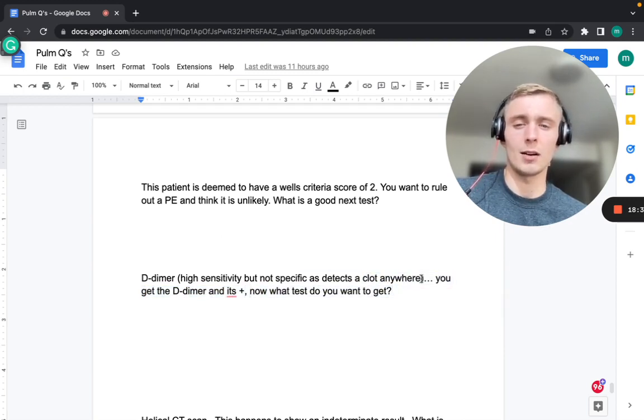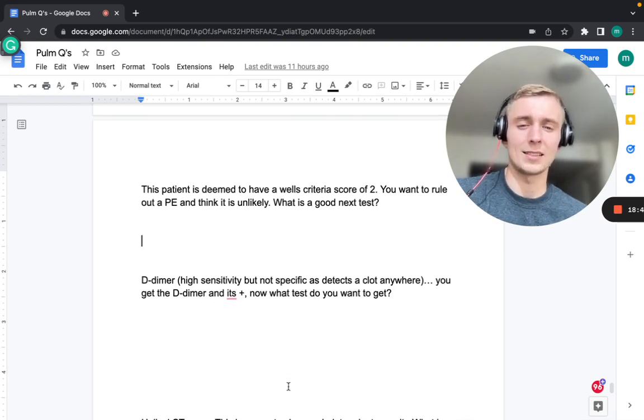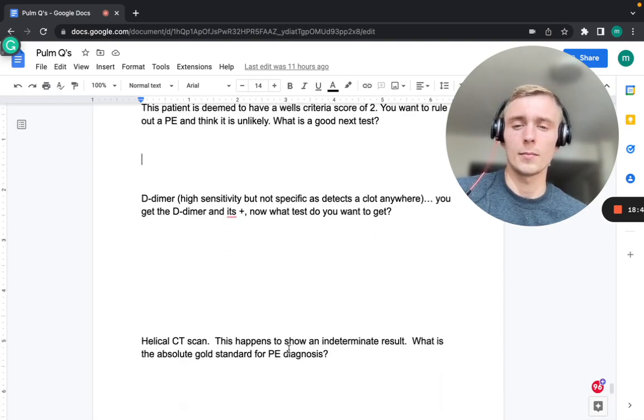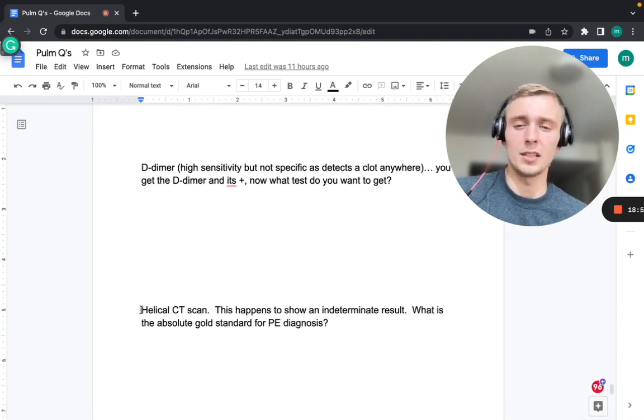So you're kind of in a pickle now. The D-dimer is helpful if it's negative, as it helps rule out the PE. But if it's positive, you still have to do more digging because you can't say anything really about that. So what do you want to get next after that positive D-dimer, even though you still think it's unlikely? Next would be a helical CT scan. That's your go-to next step. It's not your gold standard, but it's your go-to next step.